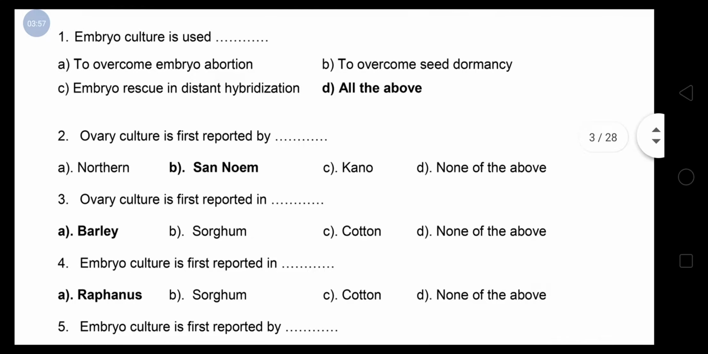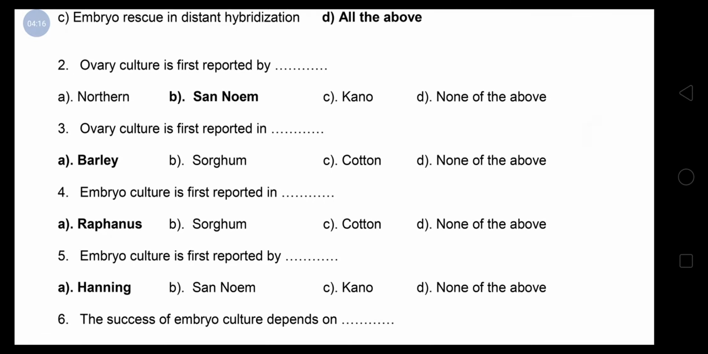Embryo culture is used for: the options are to overcome embryo abortion, to overcome seed dormancy, and embryo rescue in distant hybridization. All these are used in embryo culture. Ovary culture was first reported by San Noeum. San Noeum is the father of gynogenesis. Ovary culture was first reported in barley. Embryo culture was first reported in Raphanus, by Hanning. Two things are very important here: ovary culture was reported by San Noeum in barley, and embryo culture by Hanning in Raphanus.